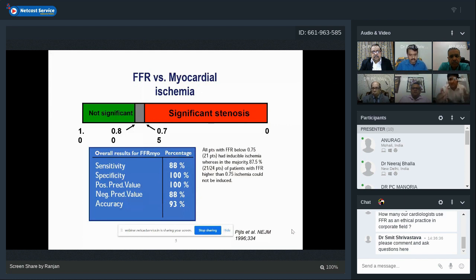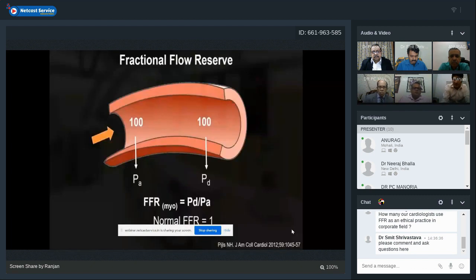So there is a small gray zone between 0.75 and 0.8. There's probably no gray zone above 0.8. There's no gray zone below 0.75. The middle zone is still slightly gray, but that's where clinical judgment comes in. And if you are a believer of FAME and FAME 2, I think 0.8 should be the cutoff for these lesions.